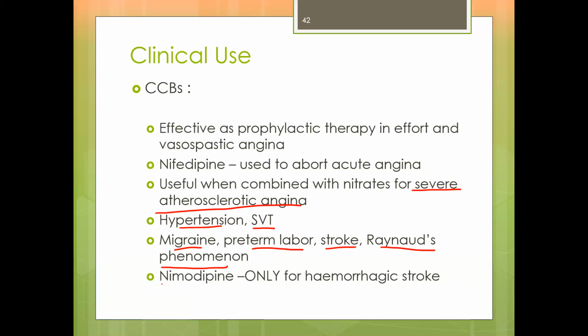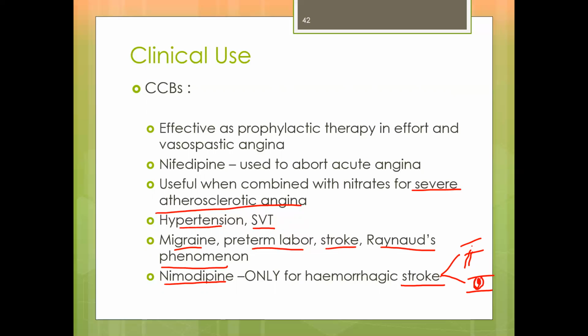Nimodipine is only used for hemorrhagic stroke, and not for the other kind of stroke, the thrombotic stroke. There are two types of stroke, or cerebrovascular accidents: the hemorrhagic and the thrombotic. In one you have bleeding, and in the other you have blockage.